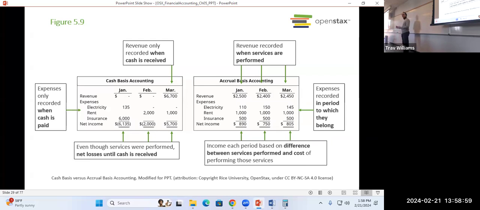But what we want to know is their profits, right? That's also important. So using the accrual basis takes the same information and presents it in a way that shows more clearly their actual profits or losses in each period, okay? So that's just a reminder of the difference between those two approaches to accounting. Any questions or comments there? Okay.